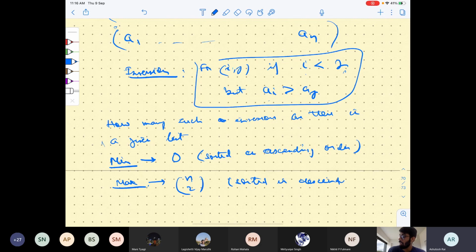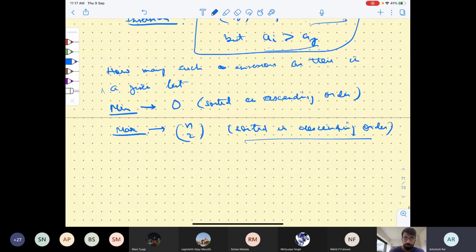Why? Because if the list is sorted in descending order, then for any pair i, j with i less than j, Ai is going to be greater than Aj because the list is sorted in decreasing order. Okay, good. So this is the maximum number of pairs.